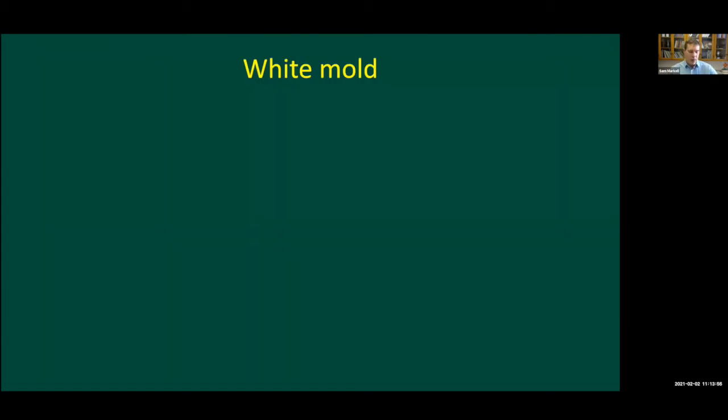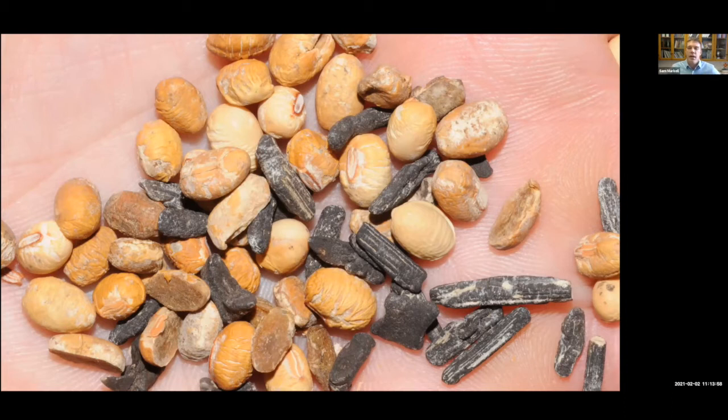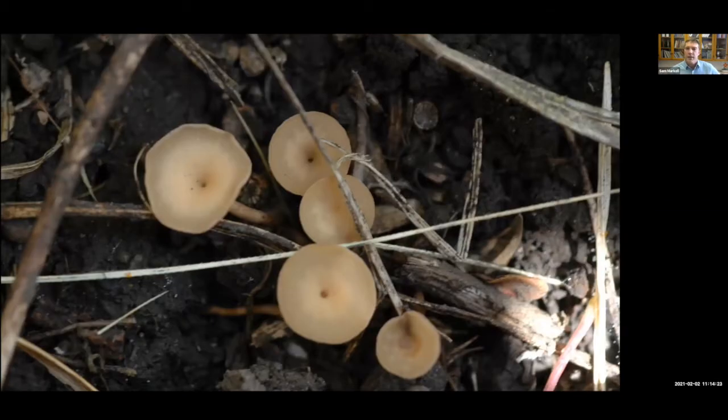Switching to white mold. So white mold begins the cycle as sclerotia, and we have a lot of different broadleaf crops that are susceptible to white mold. If you have an infection, it doesn't matter if it's dry beans or sunflowers or soybeans, they will produce sclerotia. And so this is my hand with a bunch of these black sclerotia. So right now in the season, we've got some snow, we're frozen, there's sclerotia all over the place if you've had white mold.